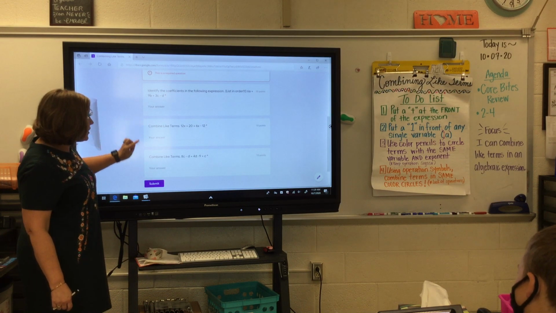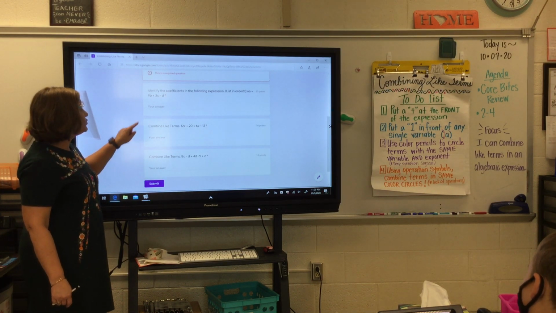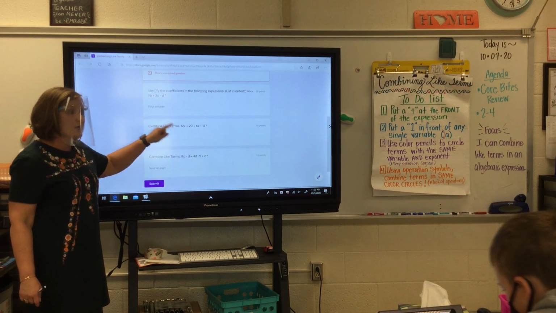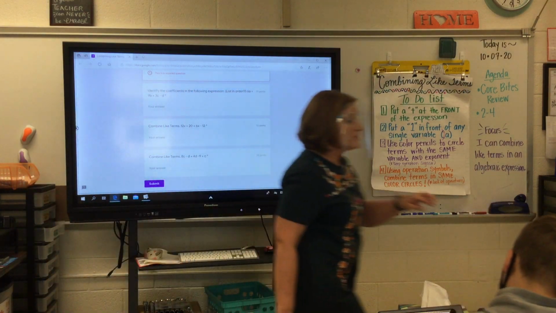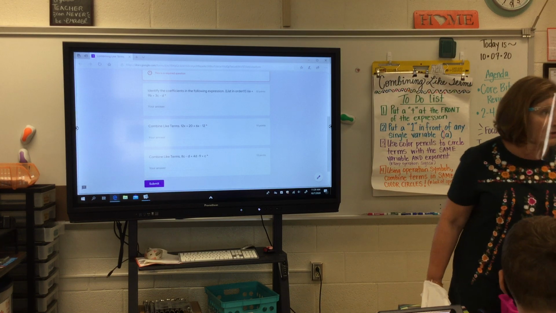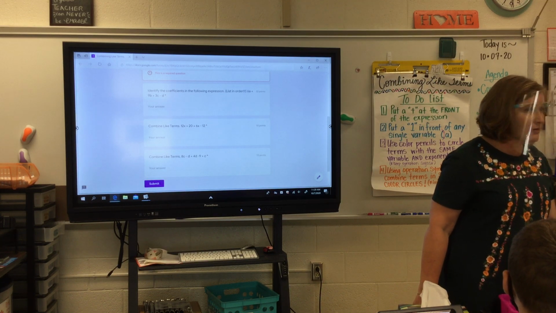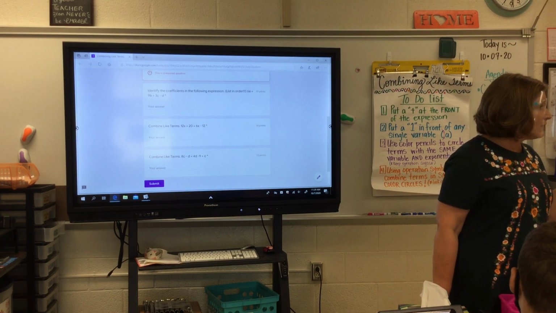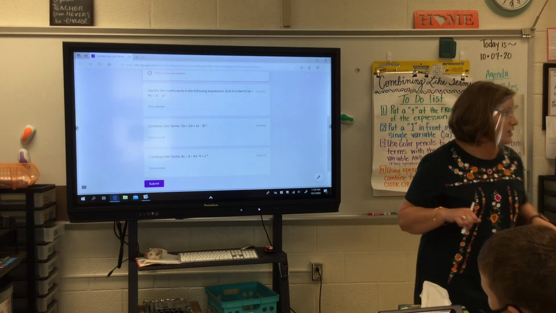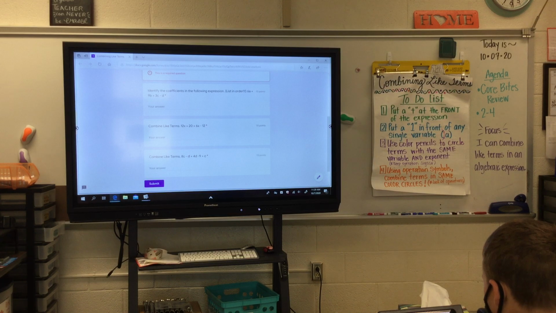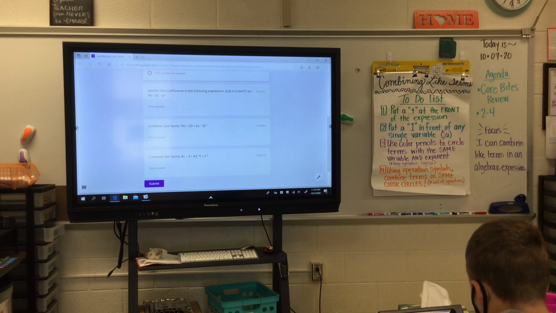The third one and the fourth one ask you to combine like terms. You may want to use a piece of paper. If you want to use this paper that you're writing your assignments on, you can turn it to the back and work those two bottom ones out on the back of your paper, okay? But I want you to do that, and I want you to click submit.